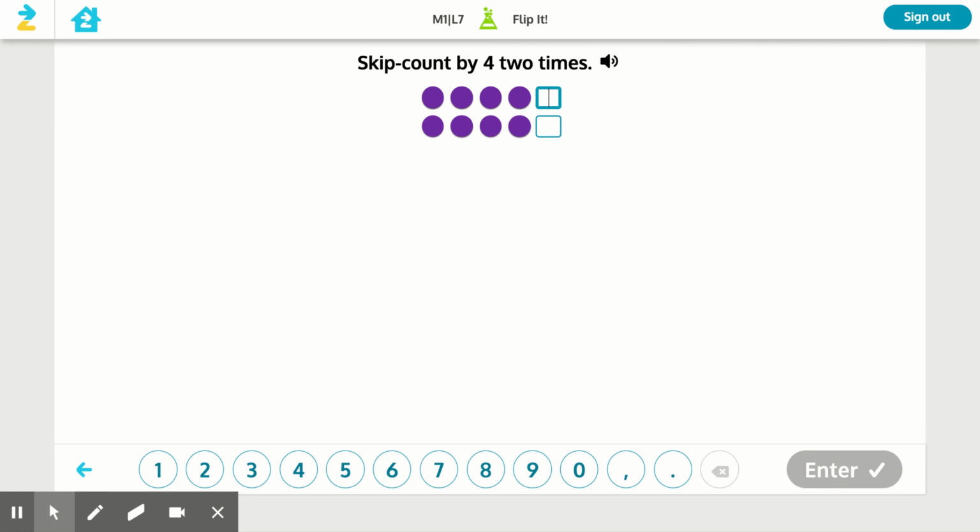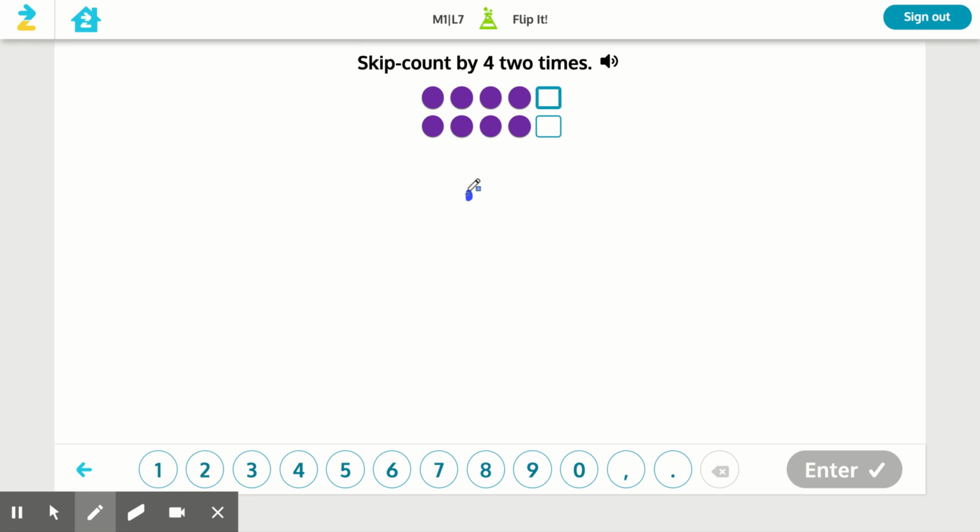All right, time for you to get started. The first problem says to skip count by 4 2 times. And there are 2 boxes here, which means there are 2 numbers that we're looking for. When the question pops up on your screen, I want you to write the two numbers that we're looking for and separate them by a comma.